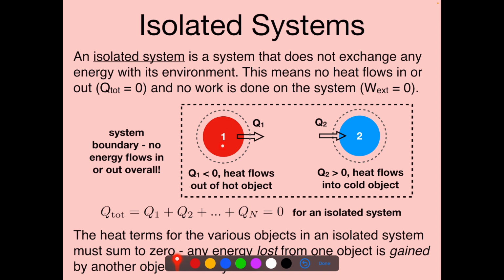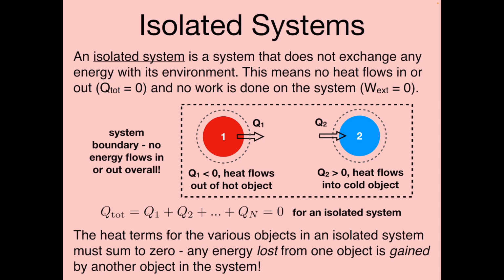But let's say object number 1 is hotter than object number 2. It has a higher temperature. We know that heat is going to flow from 1 to 2. So Q1 is going to be negative, indicating that heat is flowing out of that hot object. It's losing energy. On the other hand, Q2 is going to be positive because heat is flowing into that object. It's gaining energy. And when we take the sum of Q1 plus Q2, that's the total, what we get is 0 because there's no energy flowing into or out of the system as a whole.